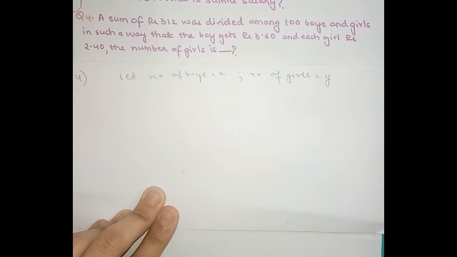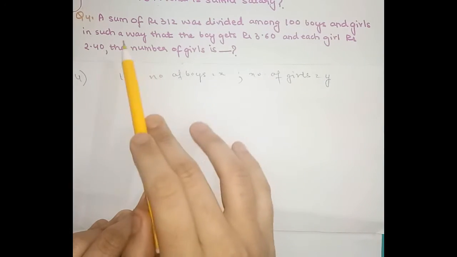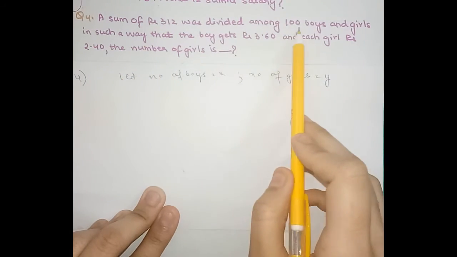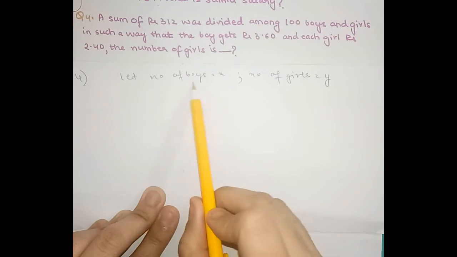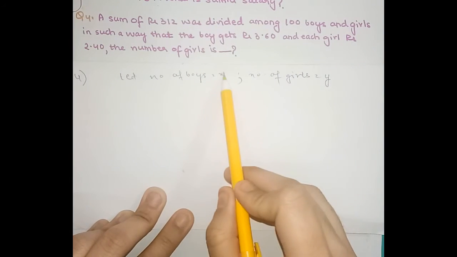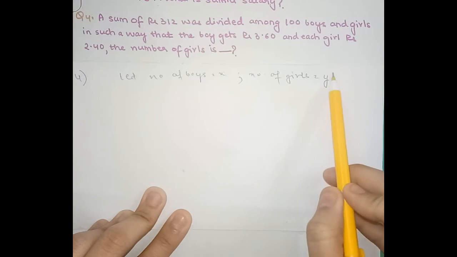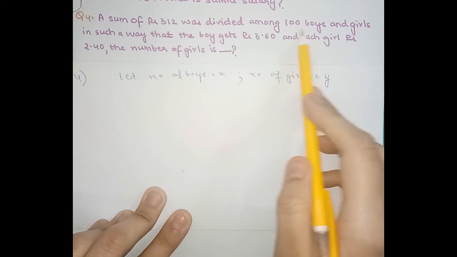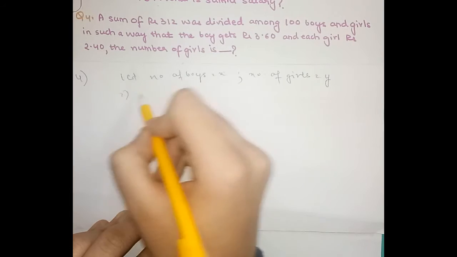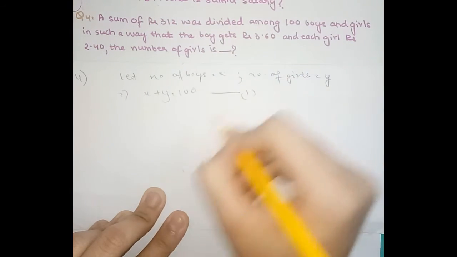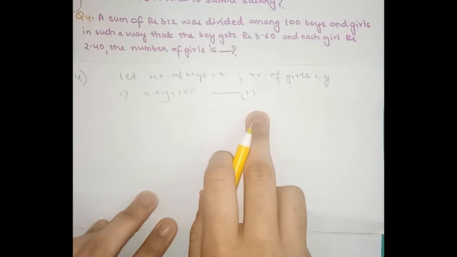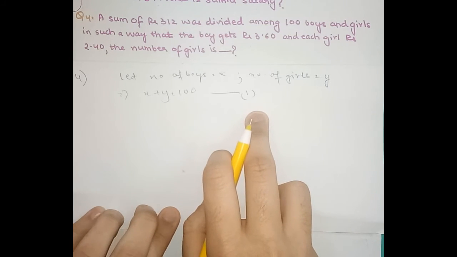After that, you have to see the question. You have been told that there are in total 100 boys and girls. So if we frame the first equation, you know the number of boys as x, the number of girls as y, and the total number of boys and girls as 100. So it will be x plus y is equal to 100. Let this be the first equation. Now we'll frame the second equation.